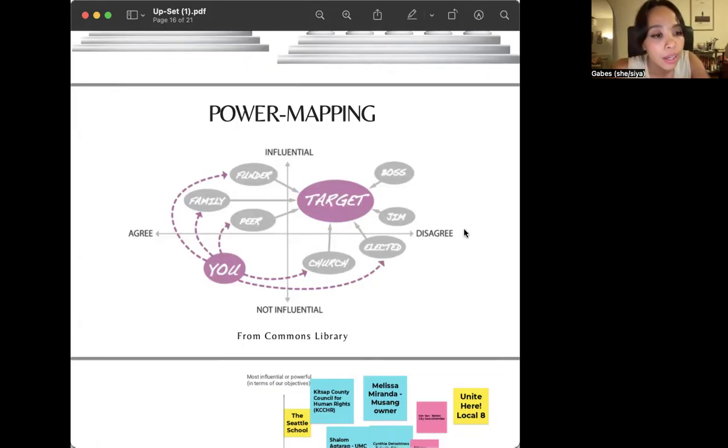So in power mapping, you analyze the social ecosystem in which you and your primary target exist. You map out your relationships and associations, and you assess how they influence your campaign, whether positively or negatively, and how they're also connected to your target. So who in your circles would favor your campaign? Who would also be opposed to it?